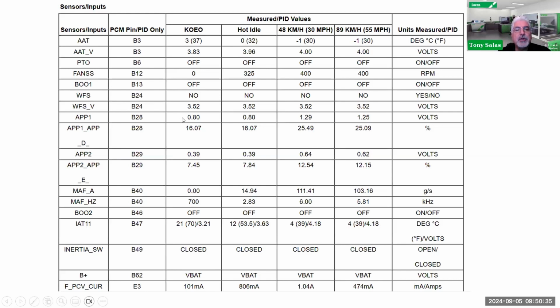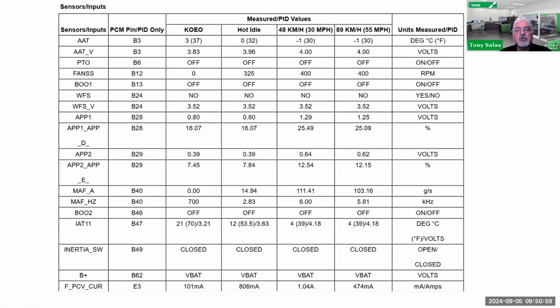The reading should be what? 0.80 with key on engine off, obviously with your foot off the pedal. But as you're cruising at speed, you're going to hit the pedal and be around 1.29. So now they're giving you certain values here. For example, mass airflow. With key on engine off, the frequency should be 700 hertz, right? So that's what they're looking at, right?